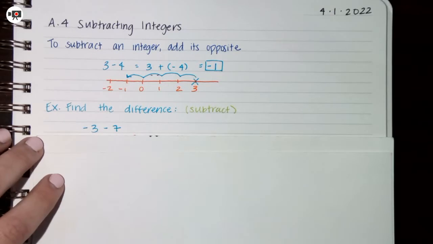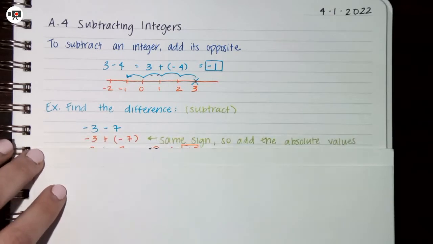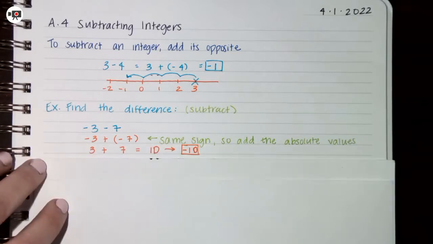Let's find the difference here. Negative 3 minus 7, we change to negative 3 plus negative 7. Now we are adding and they have the same sign, so we're going to add their absolute values, and the answer has the sign of the original 2 here. So it's negative 10.